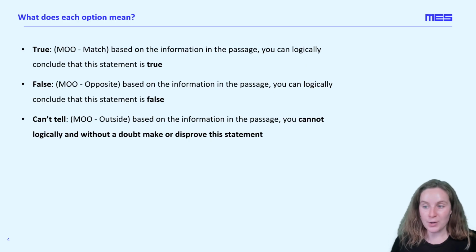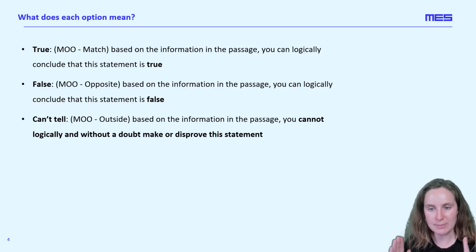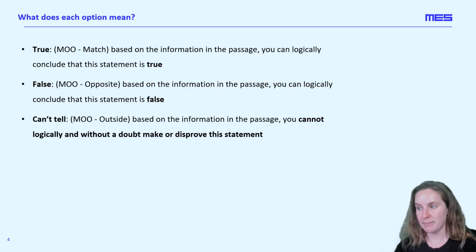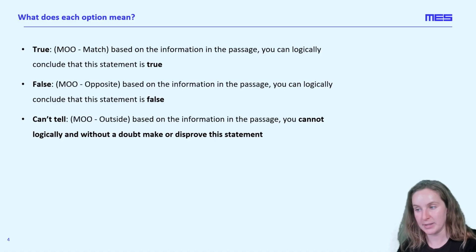That leaves us our third option, can't tell. The mnemonic for this actually works slightly better. Outside, something that's outside of those two very specific, very clear possibilities. So based on the information in the passage, you cannot logically and without a doubt make or disprove this statement.